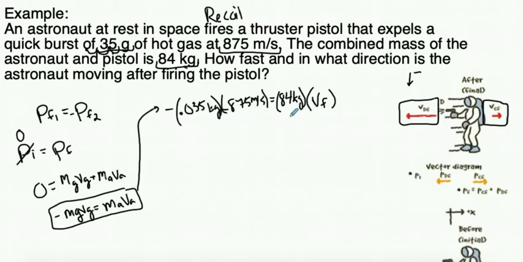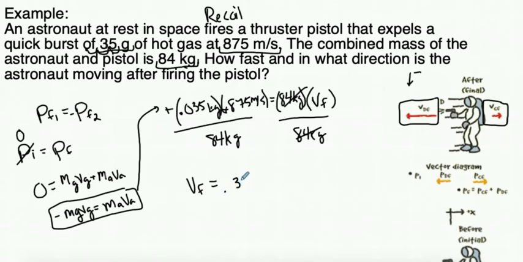So let's solve this here. We're going to divide both sides by 84 kilograms over here. All right, so that takes care of that. We have a double negative here. That takes care of itself. And now we put that in our calculators to see what we get as a final velocity. So the astronaut is moving 0.36 meters per second after he fires that gas. All right, so the velocity is much smaller because he's much more massive than the gas that's flying out of the gun. All right, so let's look at another scenario here.